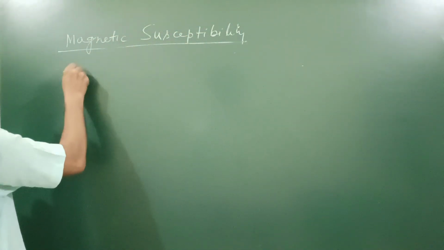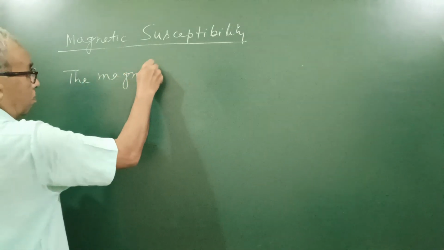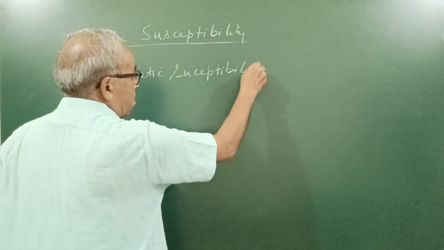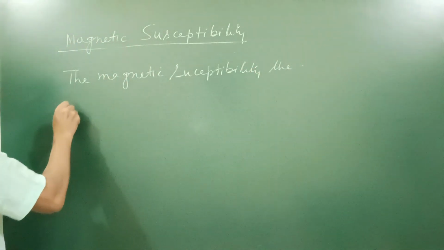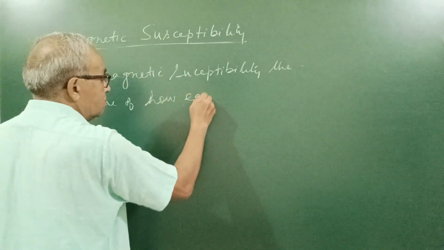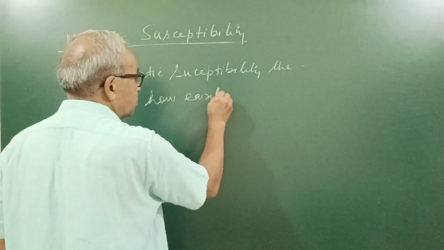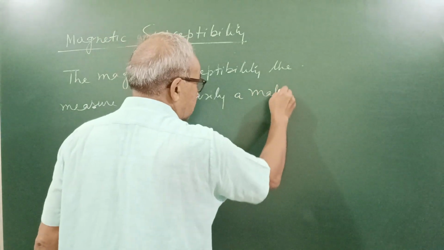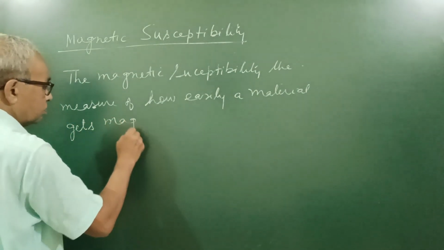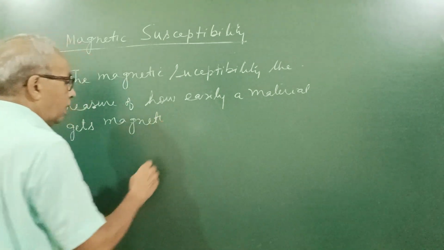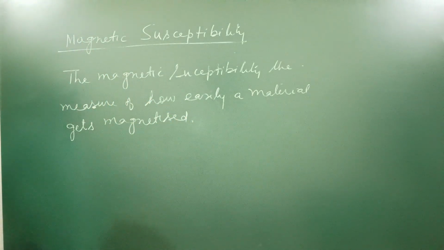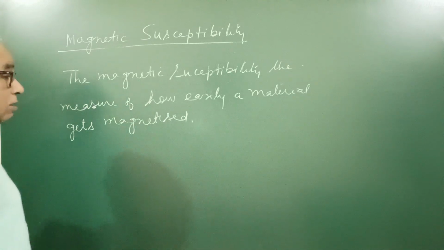So magnetic susceptibility is the measure of how easily a material gets magnetized.